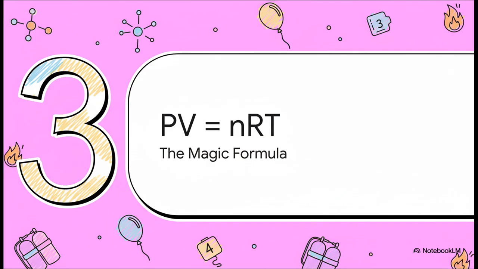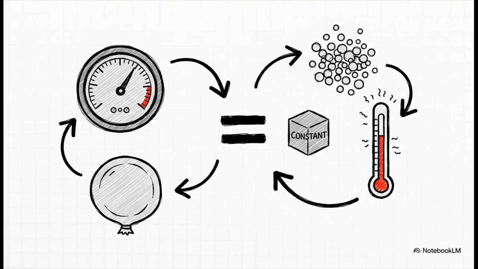Now, what's so incredible is how they're all connected by one simple, really powerful formula. And there it is, PV equals nRT. It's so elegant, isn't it? It tells us that pressure times volume on one side is always proportional to the number of moles and the temperature on the other. If you squeeze the volume down, the pressure has to go up. If you heat the gas, either the pressure or the volume has to increase. They're all locked together in this perfect mathematical dance.